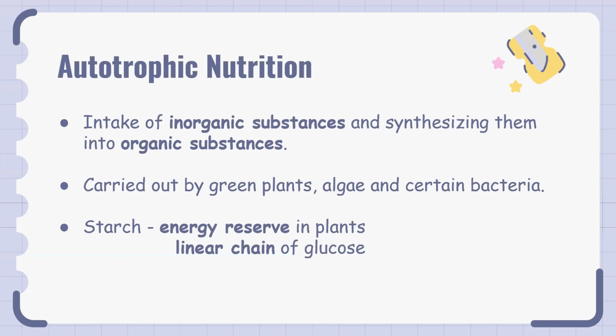Autotrophic nutrition. It is the process of intake of inorganic or simple substances from outside, synthesizing them into organic substances, and then converting them into energy. Autotrophic nutrition is carried out by green plants, algae, and certain bacteria. Starch is the energy reserve in plants. It is a linear chain of glucose.